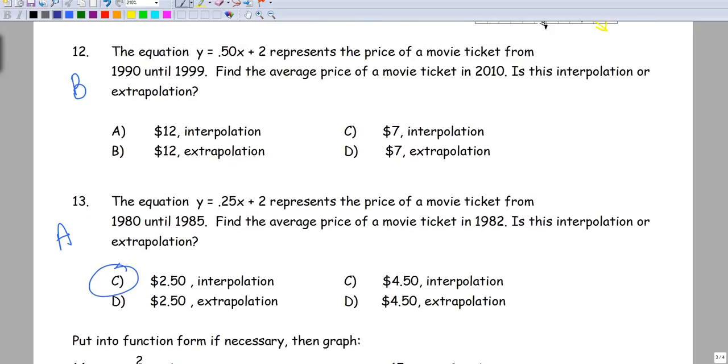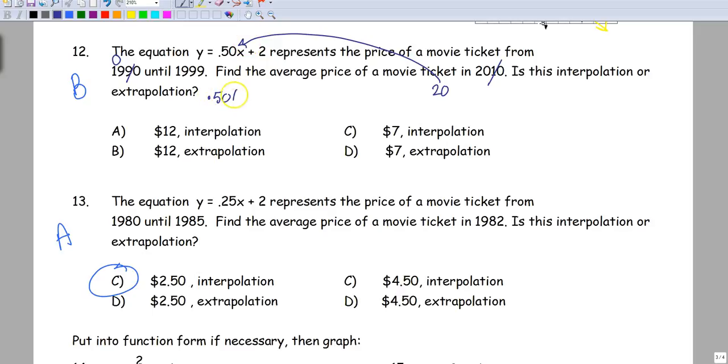All right, our last two multiple choice problems are very similar. They're talking about interpolation and extrapolation. So you've got this equation, y equals 0.50x plus 2. It's representing the price of a movie ticket from 1990 to 1999. Your first year will always become your year 0. We're looking for the price of a movie ticket in 2010. We're going to compare those 2 years: from 1990 to 2010 is 20 years. That's what you're going to plug in place of x.